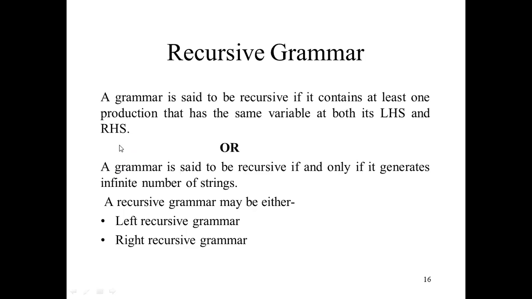Or another definition: a grammar is said to be recursive if and only if it generates an infinite number of strings. Okay, recursive means repetition. If it is able to generate an infinite number of strings, we break again and again and again, and so on, then such a type of grammar is called the recursive grammar. A recursive grammar may be either left recursive or right recursive. So we can divide the recursive grammar into left and right.